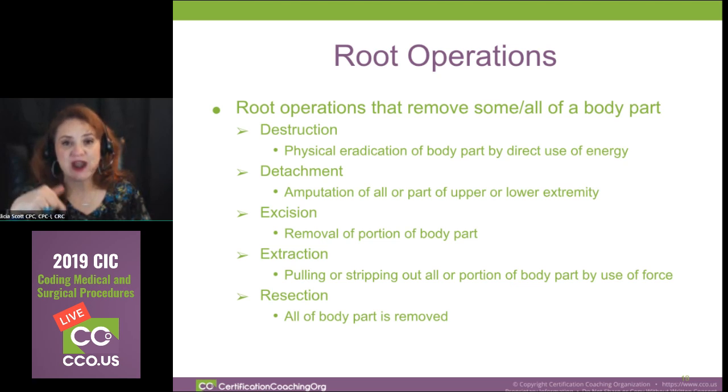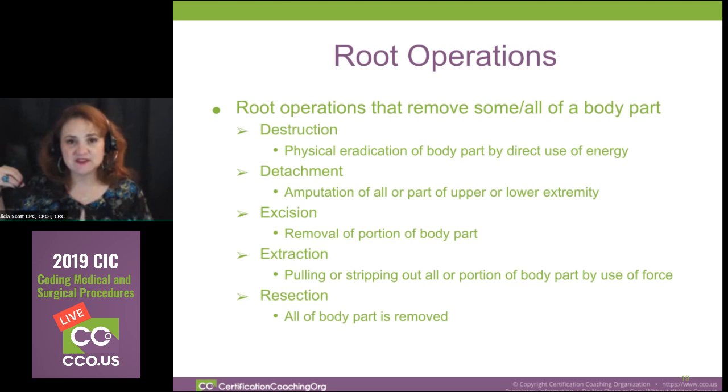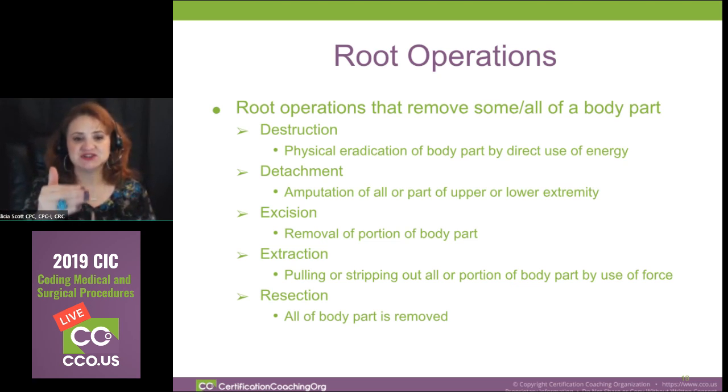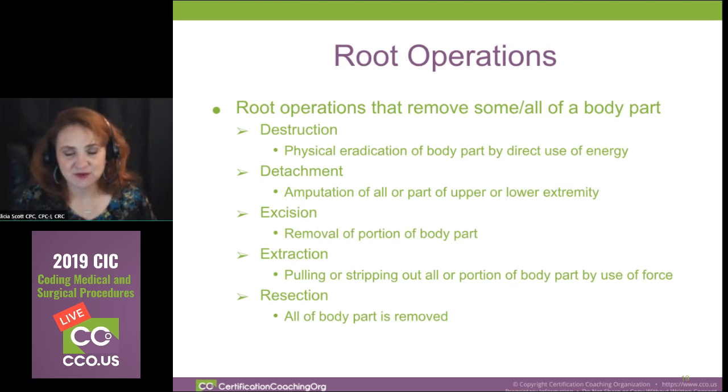We're extracting. We're stripping out the saphenous vein by force. Okay. A resection, we're taking all of a body part. So what's the difference between an excision and a resection? The amount of the body part that you're removing. We're taking all of a body part is being removed.